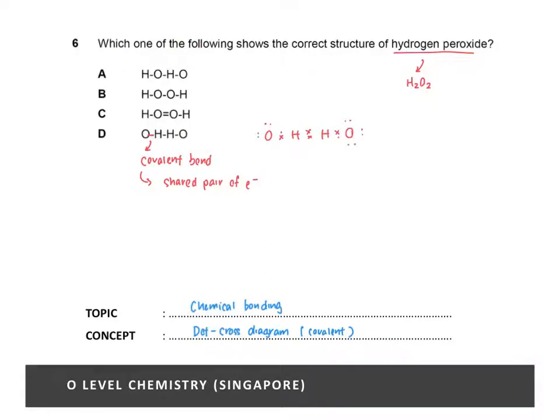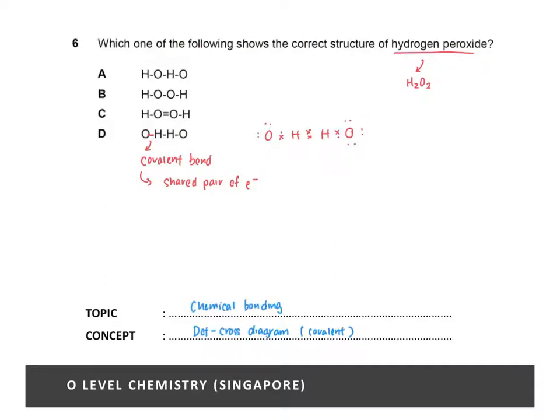Alright. So after drawing out the dot and cross for all 4 options, we need to determine which one is it after sharing electrons. Do all the atoms have fully filled valence shells? That is the most straightforward method. However, for this question, there is a shortcut that you can use.